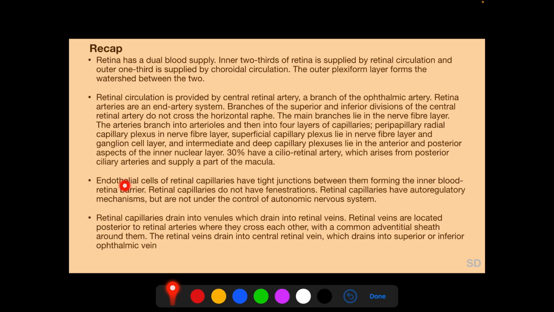macula. Endothelial cells of retinal capillaries have tight junctions between them, forming the inner blood-retinal barrier. Retinal capillaries do not have fenestrations. Retinal capillaries have autoregulatory mechanisms but are not under the control of autonomic nervous system. Retinal capillaries drain into venules, which drain into retinal veins. Retinal veins are located posterior to the retinal arteries, where they cross each other in the retinal nerve fiber layer with a common adventitial sheath around them. The retinal veins drain into the central retinal vein, which drains into the superior or inferior ophthalmic vein.